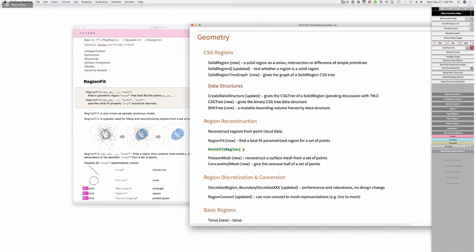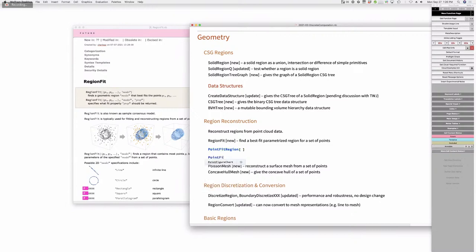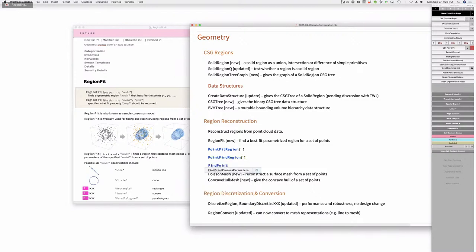Point fit region. Should it have Find in the name? Like find fit? Is this an out? Because I guess we have Find for when it's approximate, or maybe if it's local optimization, or if there are multiple possible solutions. Probably start with Find, right? Like FindPointRegion, which is wrong because points are regions. Regions can have any dimension. I agree that Find is not terrible.